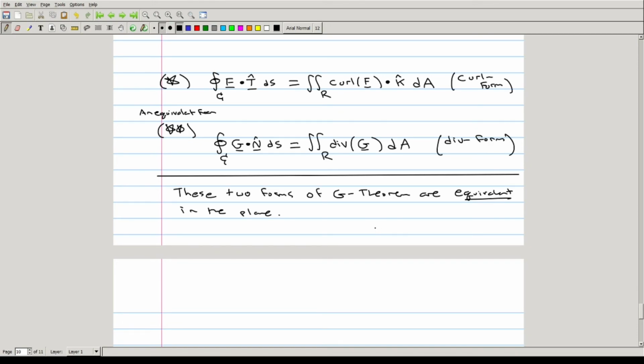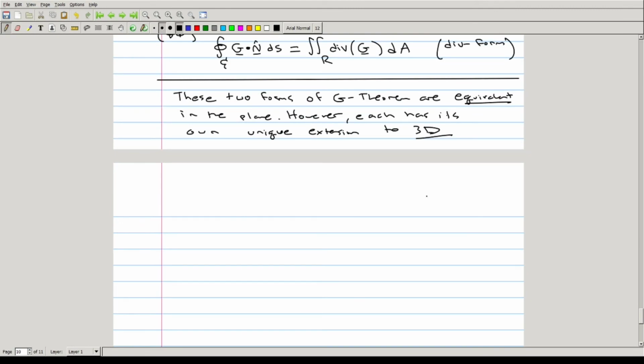However, each has its own unique extension to 3D. And this is what we'll be moving into in the next few lectures. The extension of Green's theorem into 3 dimensions.